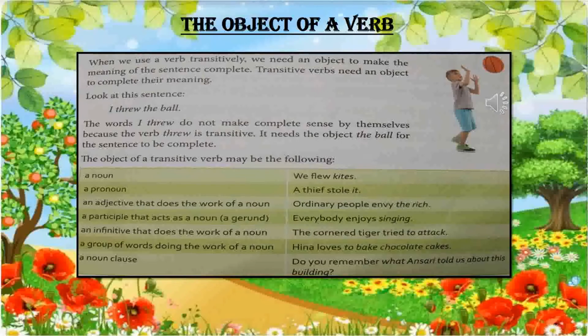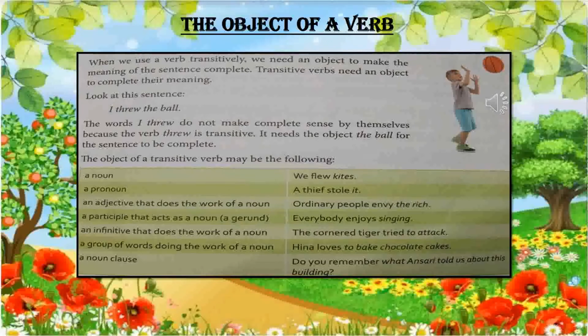So the object of a transitive verb may be as follows. It can be either a noun, a pronoun, an adjective, a participle, an infinitive, a group of words, or even a noun clause. See these following examples. Here in the first one, we flew kites. Here the object kites is a noun.